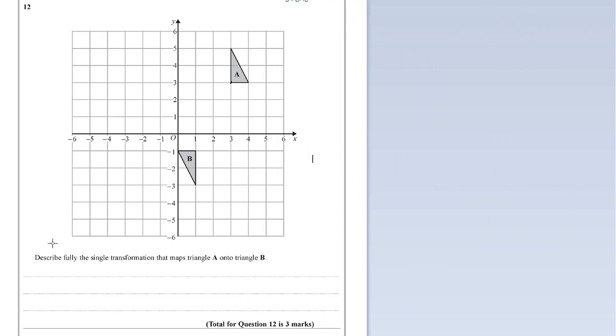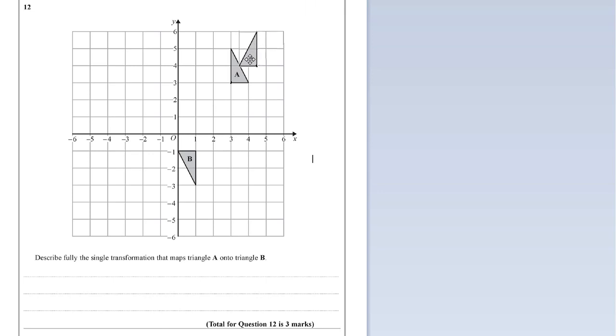Describe fully the single transformation that maps triangle A onto triangle B. There's a couple of things here. It's a single transformation. So let's just look at a couple of things. Is it a translation, for instance, like a glide? No, there's no way that's going to fit on there. Or reflection. There's a reflection of A. That's not going to look anything like that. Okay, we could try flipping it this way. No, still doesn't work.